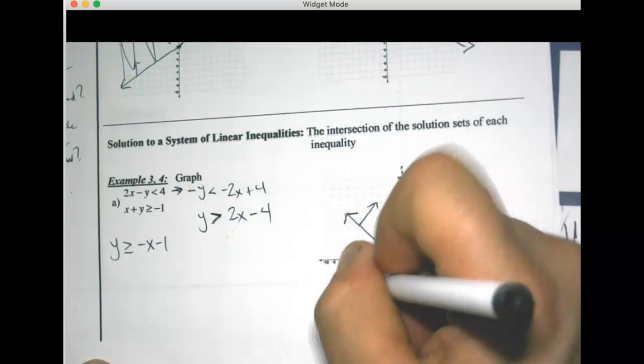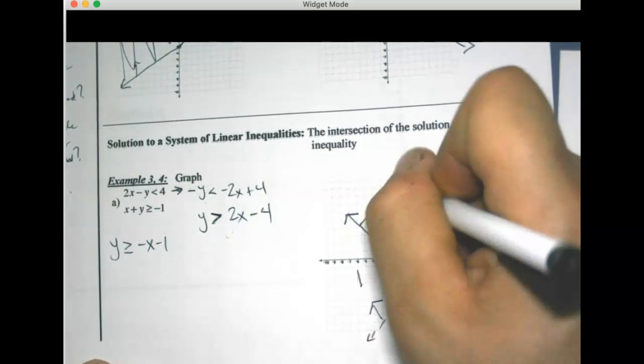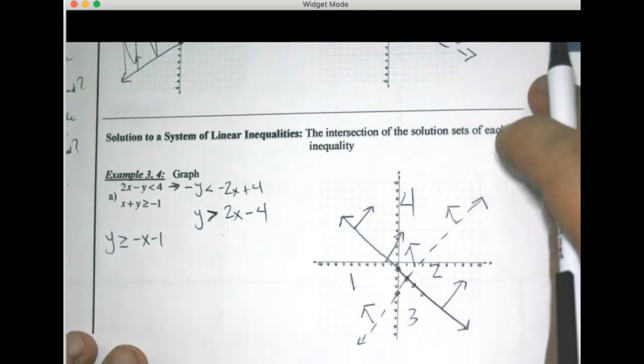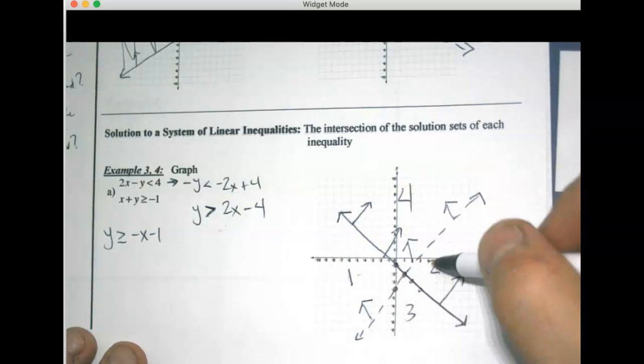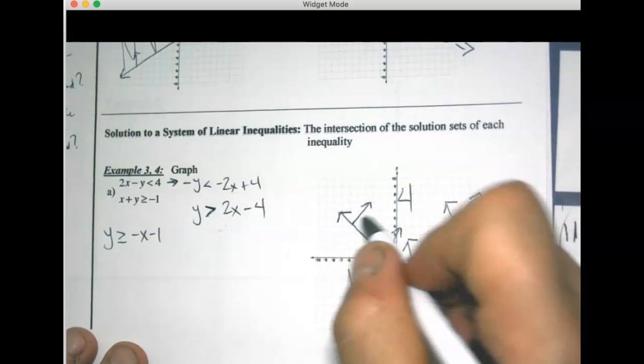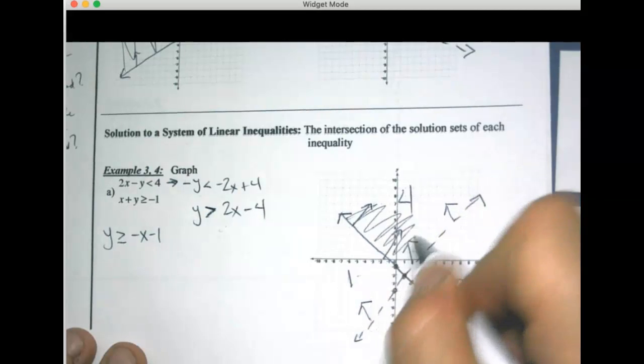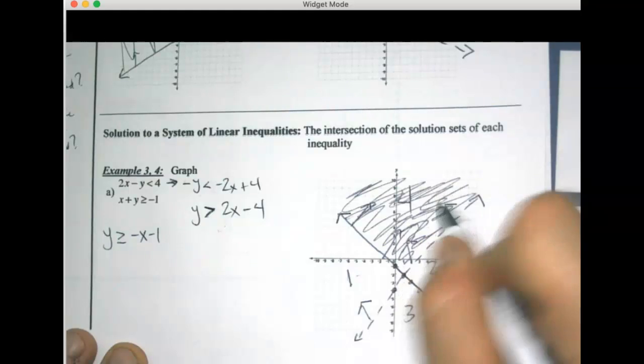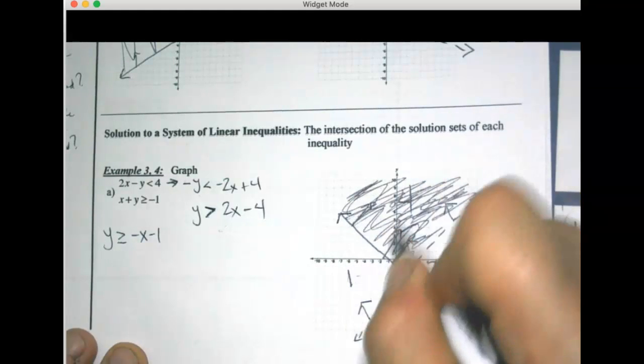So I could basically call these 4 separate regions, just to guide you, regions 1, 2, 3, and 4. And really I'm only going to shade this region up here, the one I labeled with 4, because that's the region where both lines would be shaded.